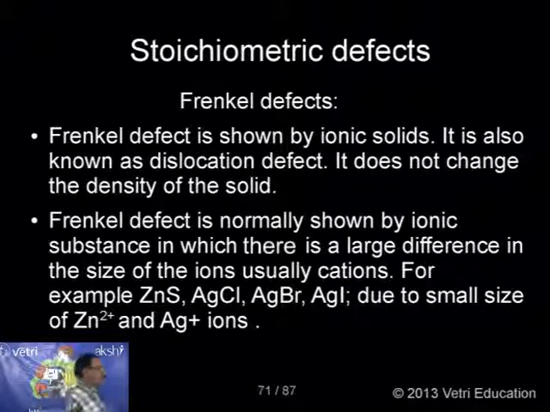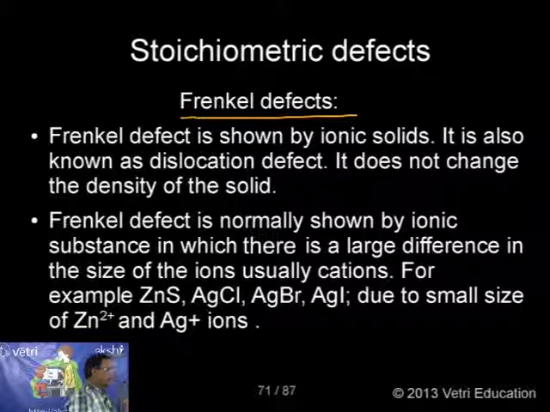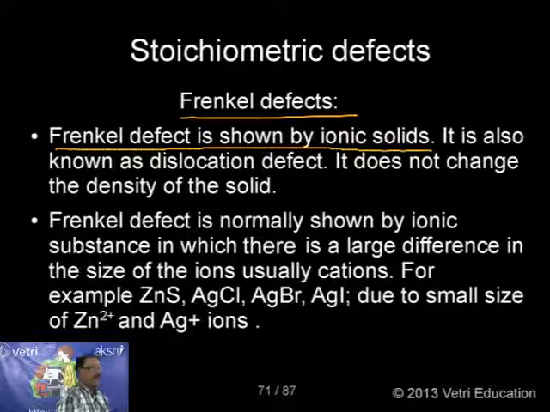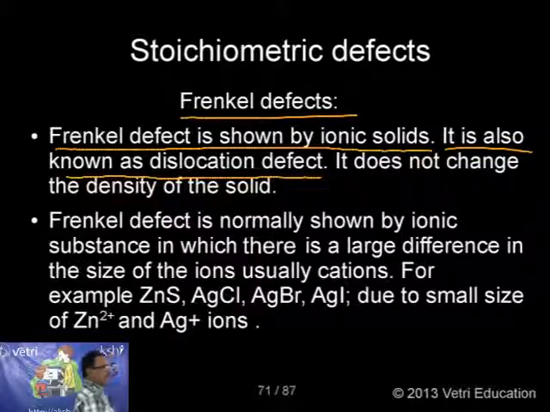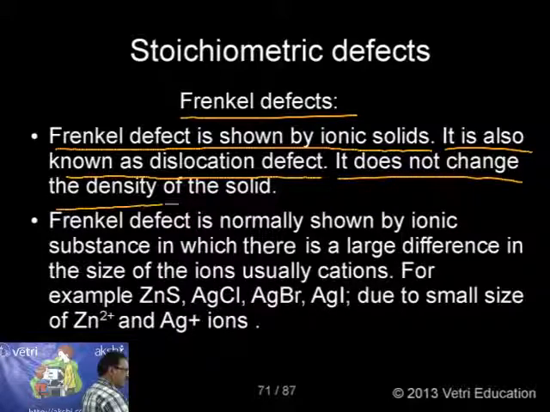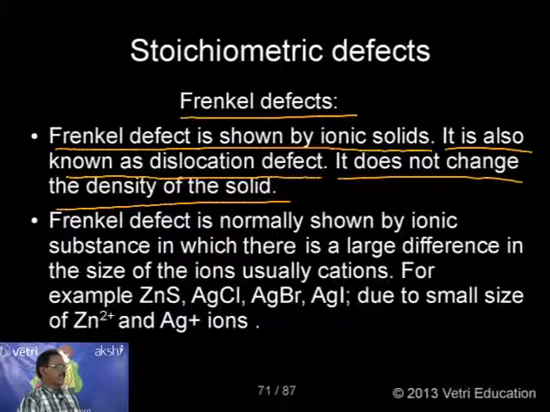First, let me take Frenkel defect. What is Frenkel defect? Frenkel defect is shown by ionic solids, as I just discussed. It is also known as dislocation defect. Kindly follow. Normal location is changed, which is called dislocation. Now, it does not change the density of the solid. Very, very interesting. In the first two cases of ordinary non-ionic solids, I explained one case with low density and another with high density. But in the case of Frenkel defect, the density of the solid will not change. This is very interesting information.